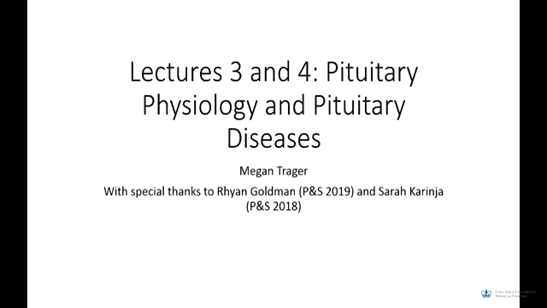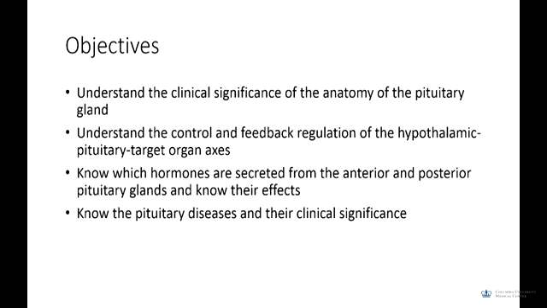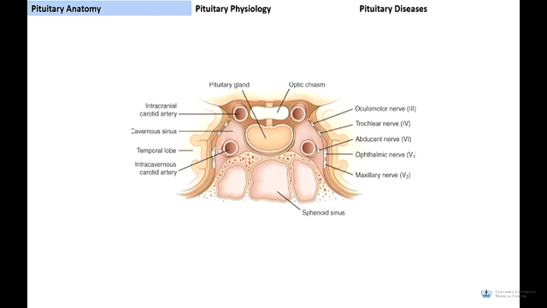I'm going to talk kind of fast because we're going through all of the pituitary physiology and diseases. And we're just going to go through lectures 3 and 4. So the objectives of these lectures are first to understand the clinical significance of the anatomy of the pituitary gland, to understand the control and feedback mechanisms of the HP target organ axis, to know which hormones are secreted from the anterior and posterior pituitary glands, and to know their effects, and then to know the pituitary diseases and their clinical significance.